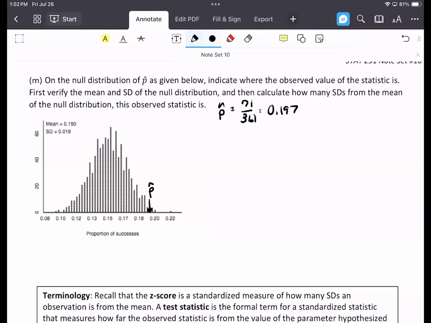First, verify the mean and standard deviation of the null distribution, and then calculate how many standard deviations from the mean of the null distribution the observed statistic is. What we're getting back to is that z-test again. Remember, this is based on what the applet gave us, so this is simulation. But let's see if the simulation value is close to what we get using the central limit theorem.